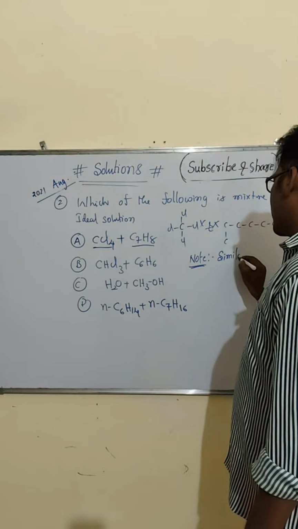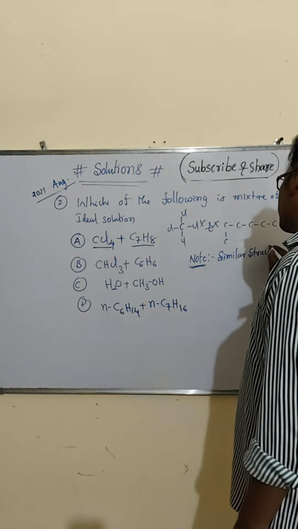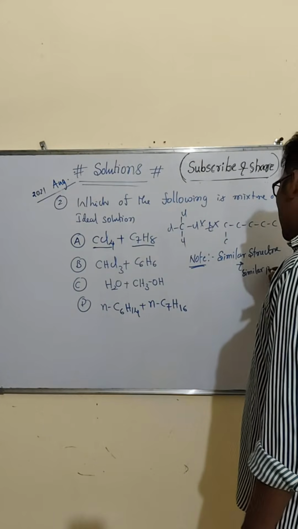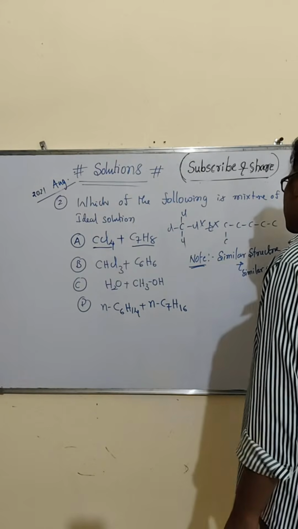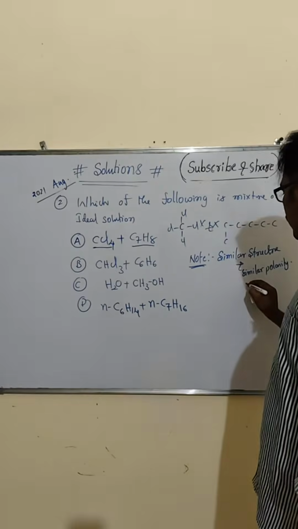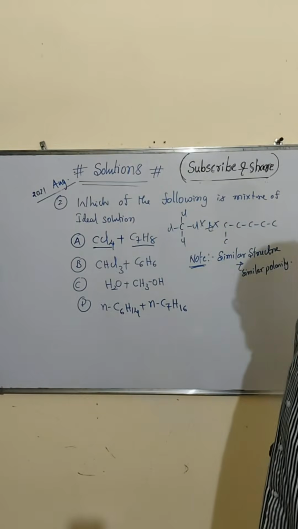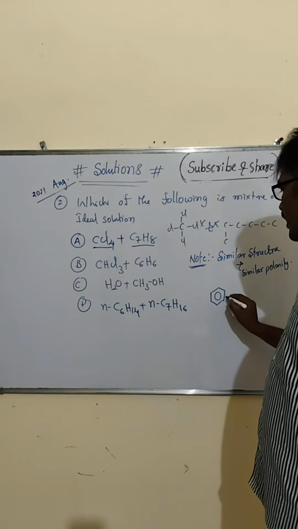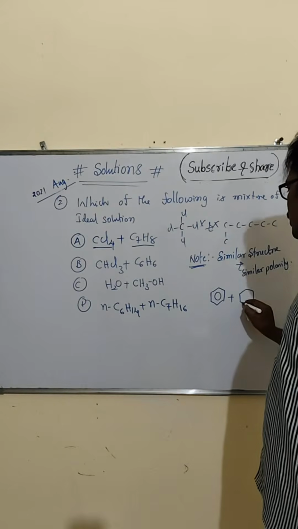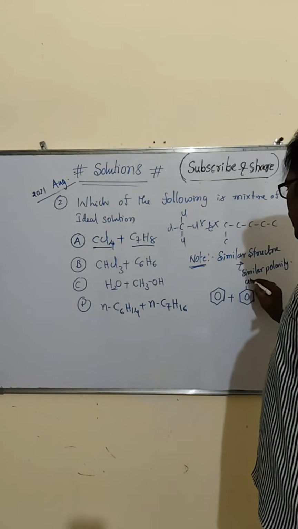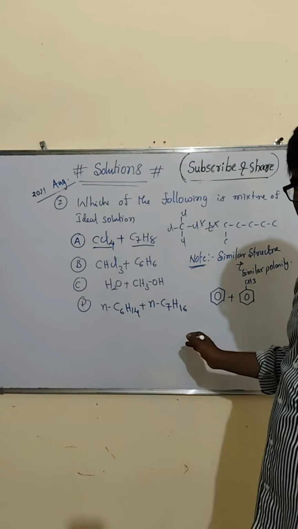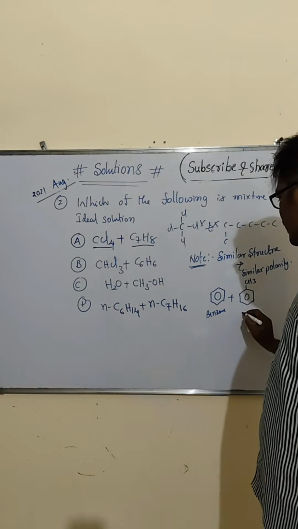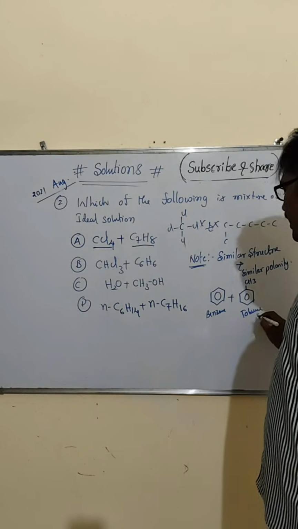Similar structure and similar polarity containing molecules act as ideal solutions. For example, if you take benzene and toluene, both form ideal solutions. See, benzene and toluene have almost the same structure. So this is benzene, right? Then this is toluene. So both form an ideal solution.